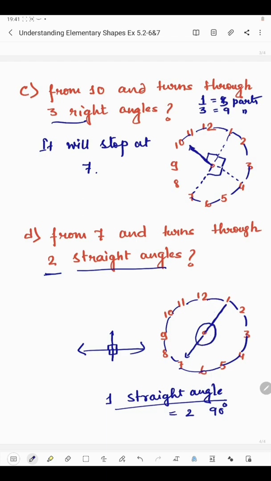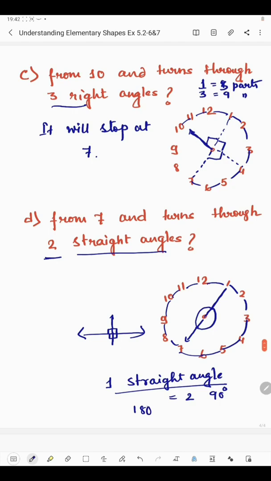So what we have seen is that here 2 straight angles means it makes a complete revolution. In 1 straight angle we have 180 degrees, and 2 straight angles means 180, 180, 360 degrees. So that's why this is the complete revolution. So if the hand of a clock starts at 7 and if it completes one full revolution, meaning if it completes 2 straight angles, or we can say 360 degrees, then it will stop at 7 o'clock. It will stop at 7.